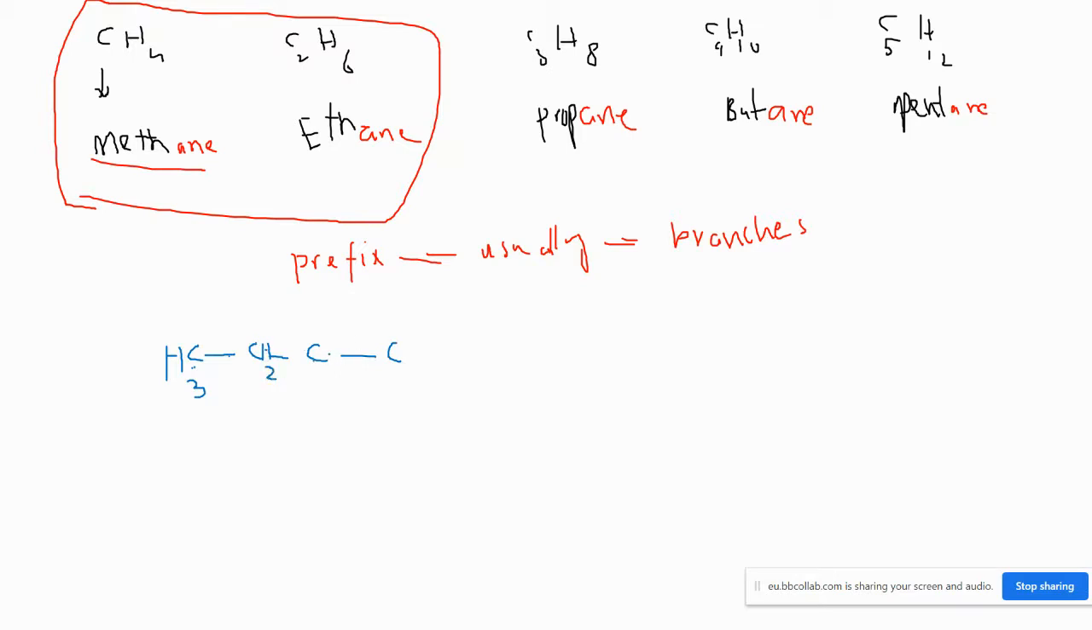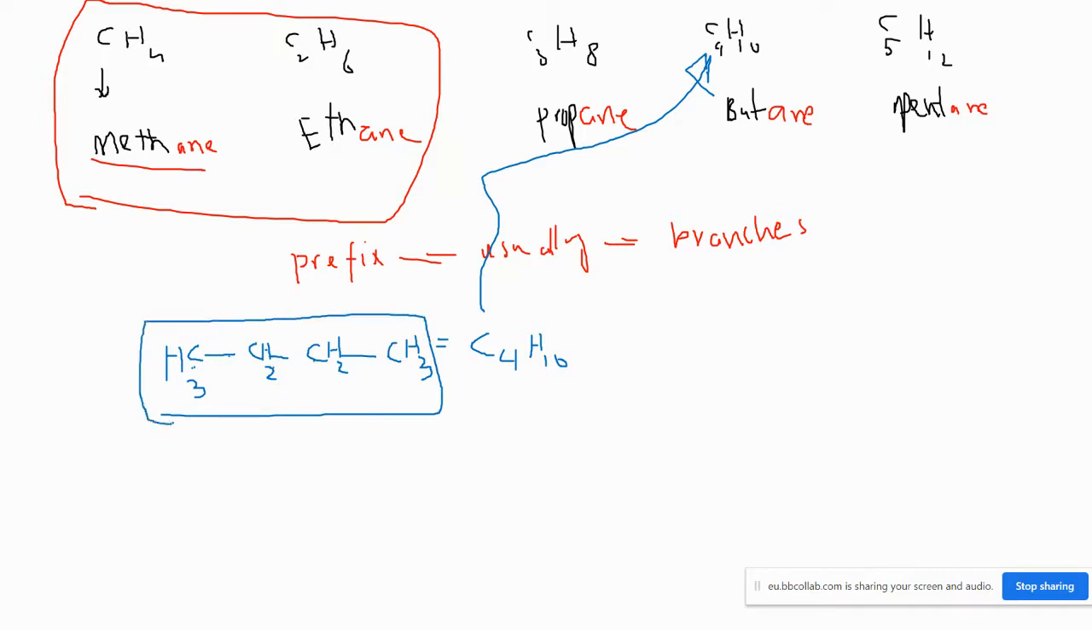Here, 2 bonds are there. We need 2 more hydrogens to make it 4. For this terminal carbon, we need 3 hydrogens, because only 1 bond is there. If you want to make the formula, you have C4, and hydrogen: 3 plus 2, 5, plus 2, 7, plus 3, 10. The same formula will be C4H10. But this is the structure here. If you look at this compound, this is a straight chain.